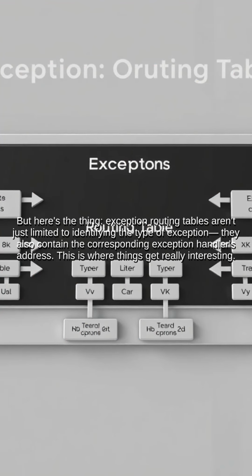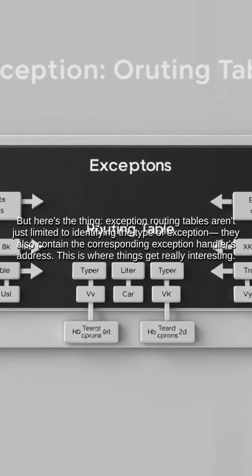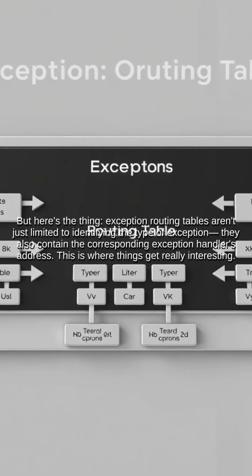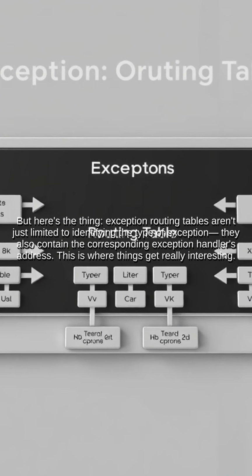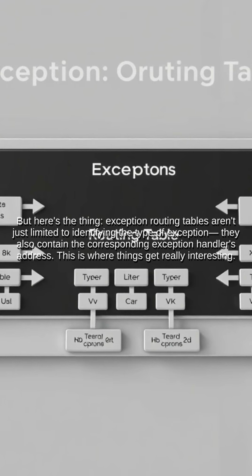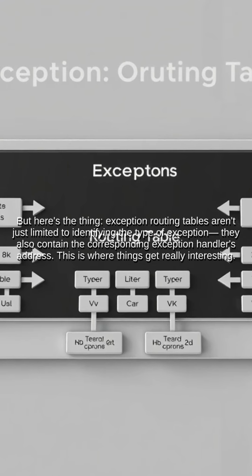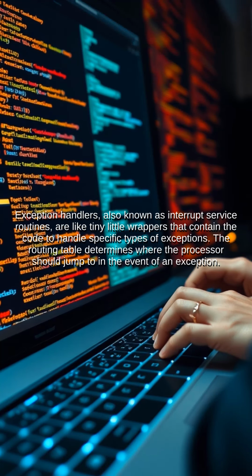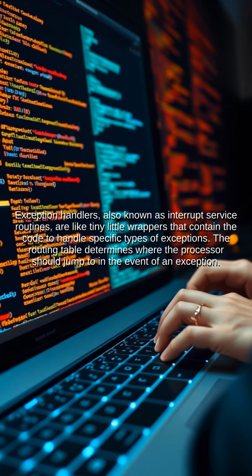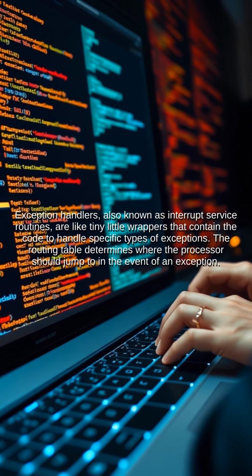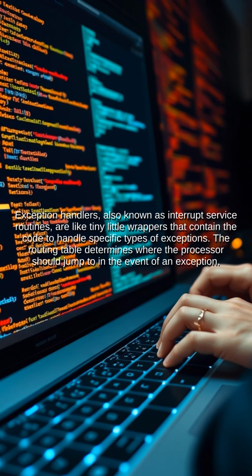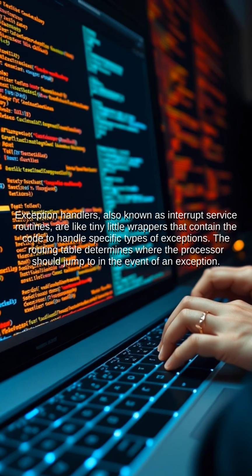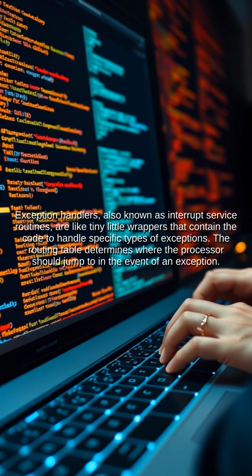But here's the thing, exception routing tables aren't just limited to identifying the type of exception, they also contain the corresponding exception handler's address. This is where things get really interesting. Exception handlers, also known as interrupt service routines, are like tiny little wrappers that contain the code to handle specific types of exceptions. The routing table determines where the processor should jump to in the event of an exception.